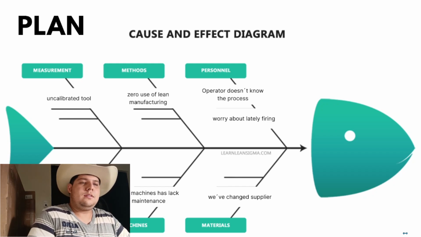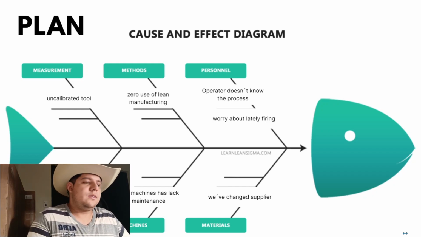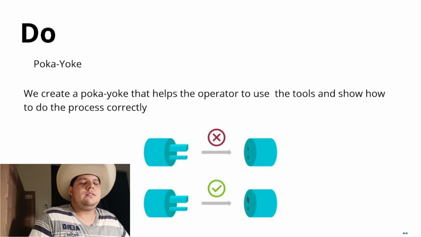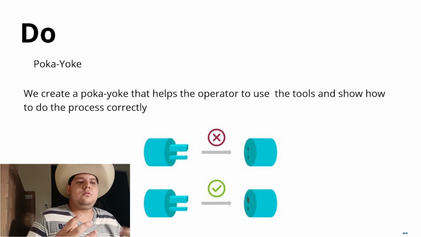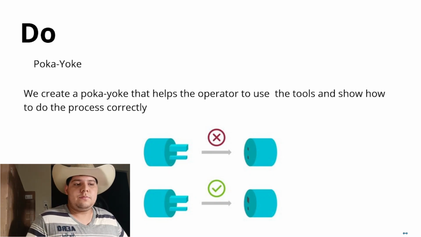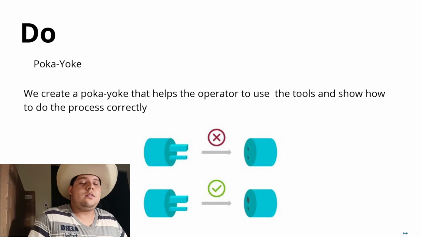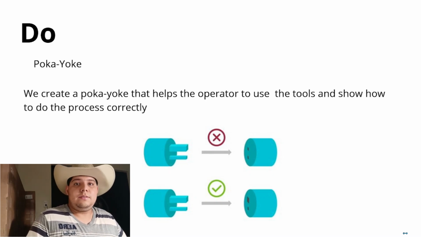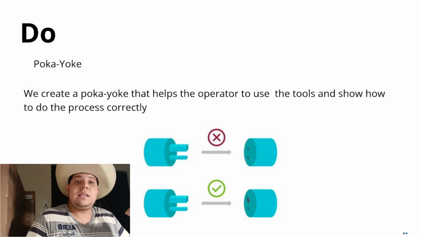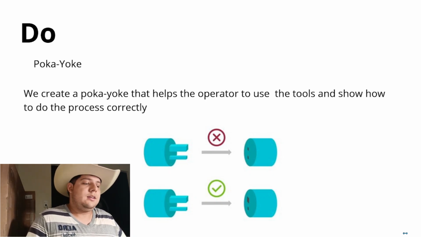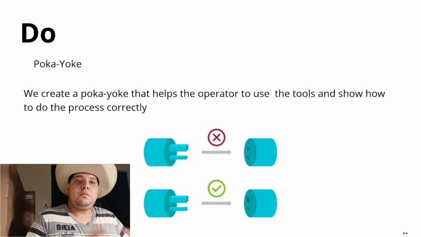Okay, so we choose the problem of zero use of lean manufacturing, so the plan is to implement poka-yokes. We create poka-yokes that help operators use the tools and show how to do the process correctly. This is important to decrease accidents and to decrease the cost of operations. Again, time. We are saving time in this implementation of poka-yoke.